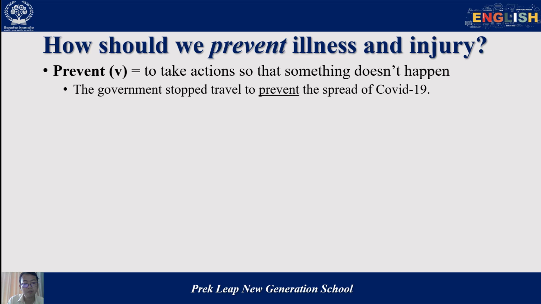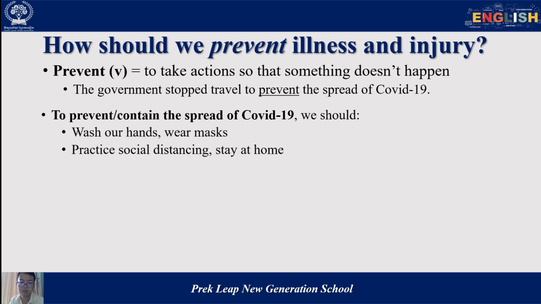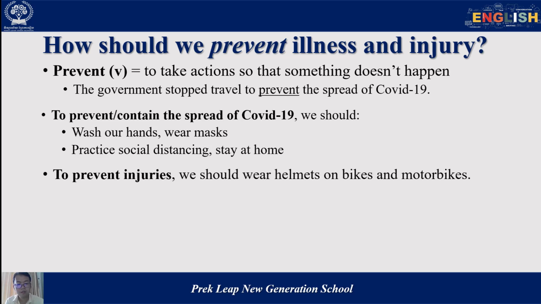And if you don't want to have COVID-19, you should wash your hands, wear masks, and stay at home. Also, practice social distancing. Yeah, that is some way we can prevent or contain the spread of COVID-19. And in order not to have injury, we should wear helmets on bikes and motorbikes.